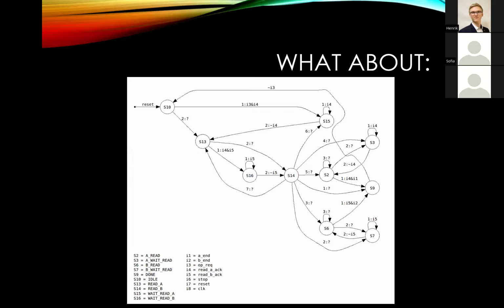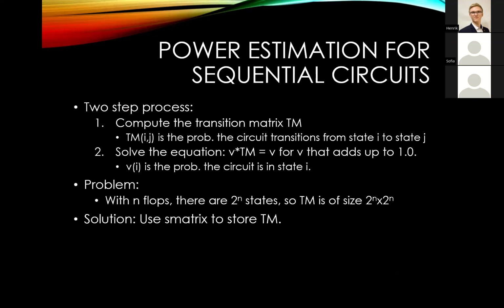What about something like this? It's a state machine. If I ran it with random input values forever and ever, which state would it be in more often? Is there a state that will be visited more often or not? So we can actually do this.